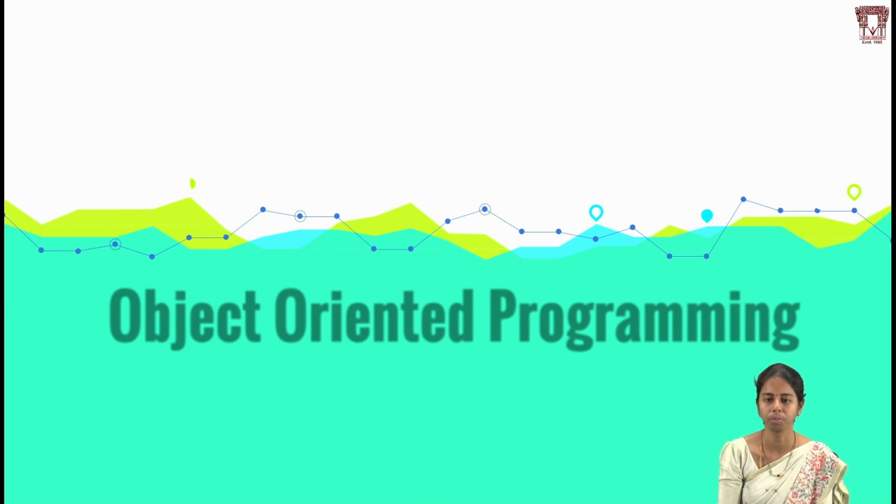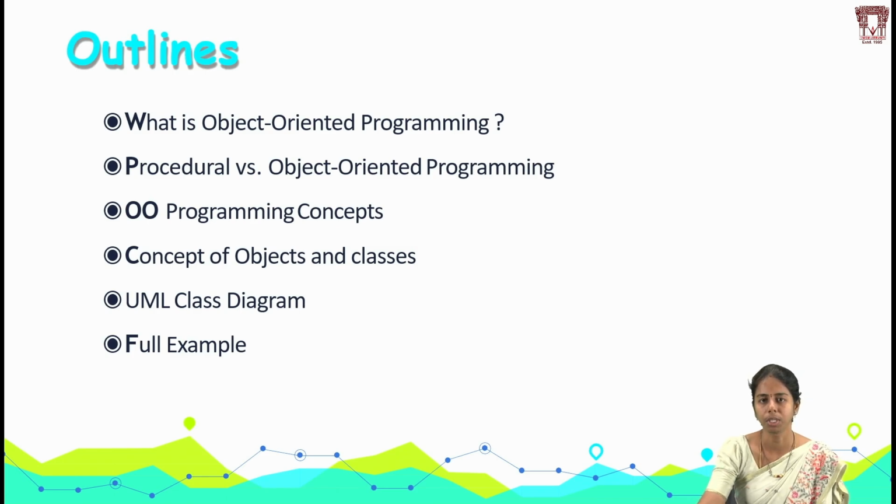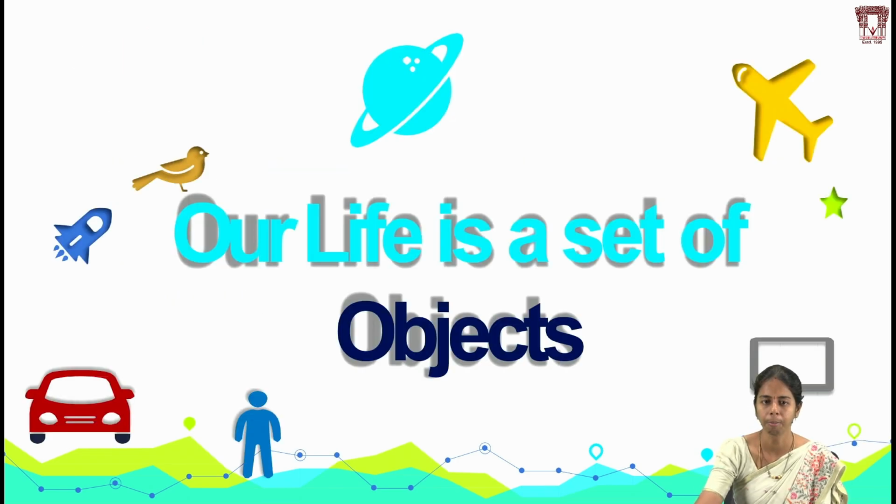Today my topic is on object-oriented programming. What is object-oriented programming, and I'll explain the procedural versus object-oriented programming. What are the OOPS concepts we have? What is an object? What is a class? And some of the UML diagrams with some examples.